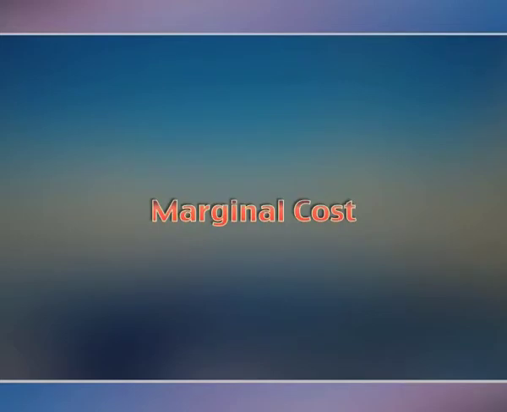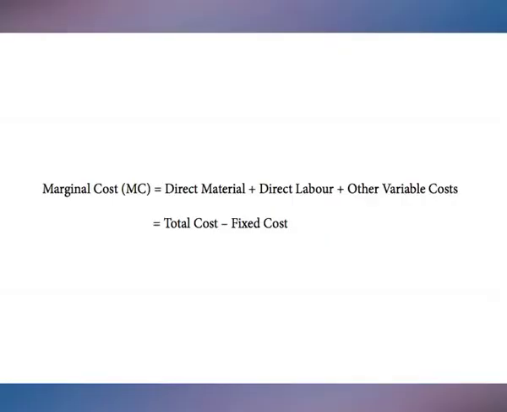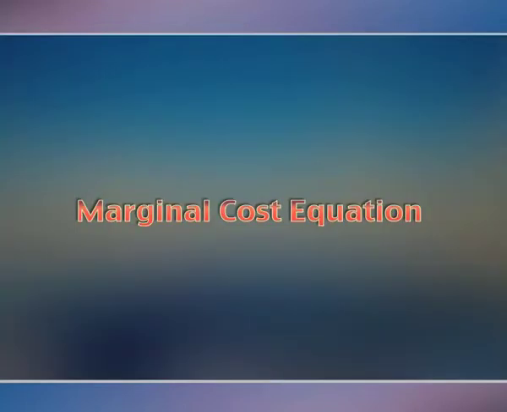Marginal cost. Marginal cost, or the MC, is the amount at any given volume of output by which aggregate costs are changed if the volume of output is increased or decreased by 1 unit. Thus, marginal cost is the added cost of an extra unit of output. Marginal cost is equal to direct material plus direct labor plus other variable cost, which is equal to total cost minus fixed cost.